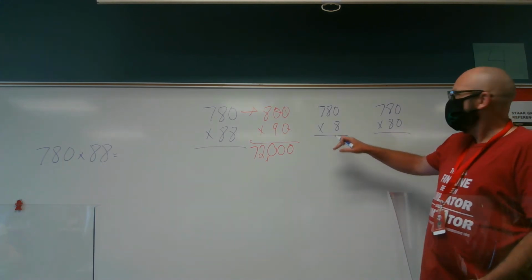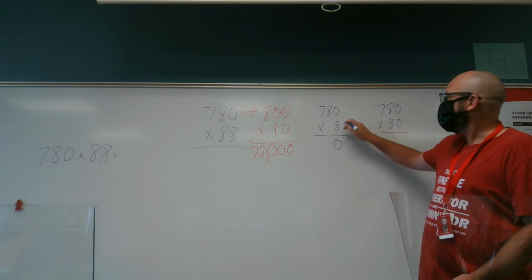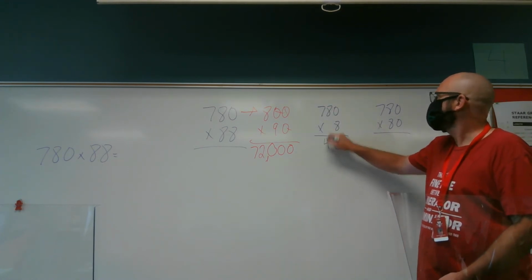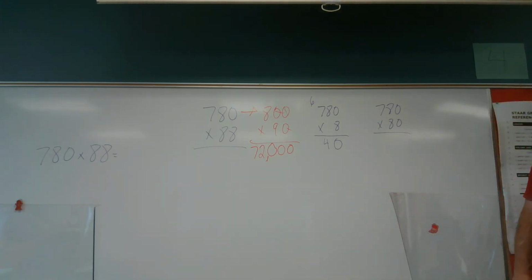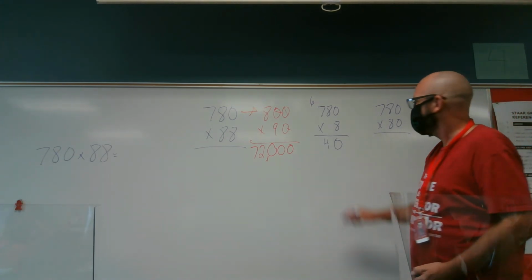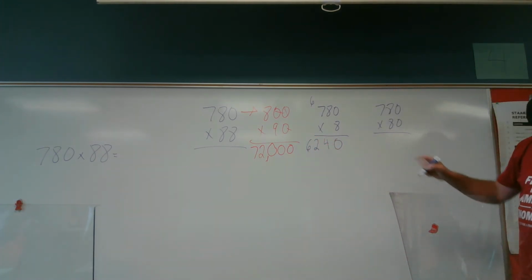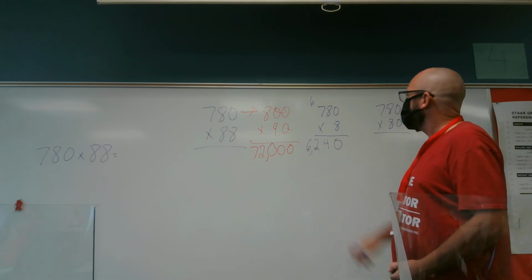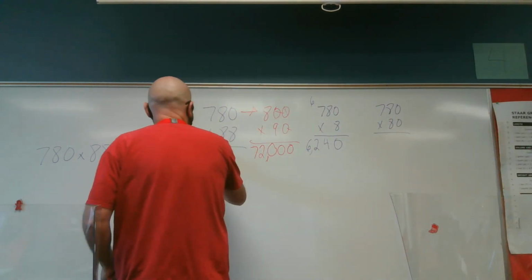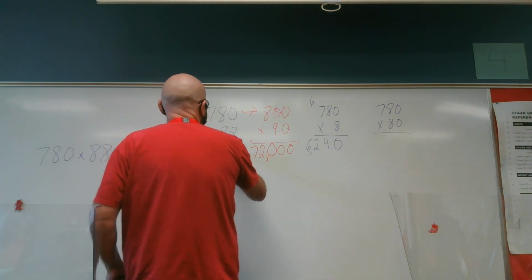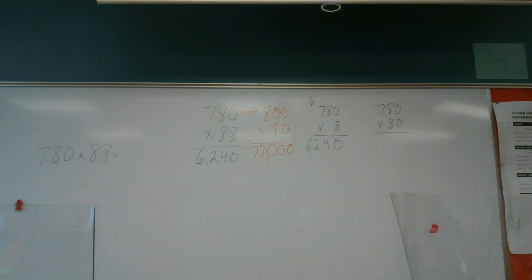I'm going to start with my 8. 8 times 0 is 0. 8 times 8 is 64. Carry my 6 over. 8 times 7 is 56. Plus 6? 62. Is that right? Yes. So 780 times 8 is 6,240. If I just multiplied this 8 through, I'd get 6,240.